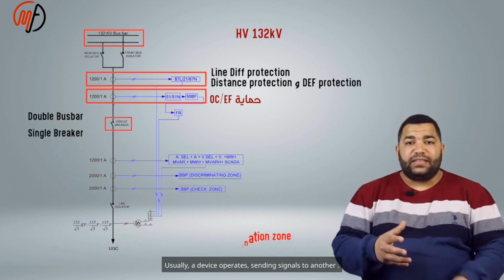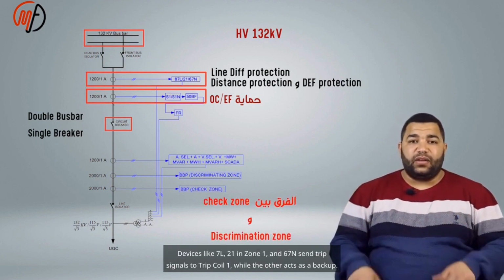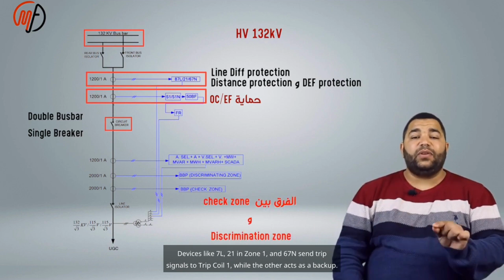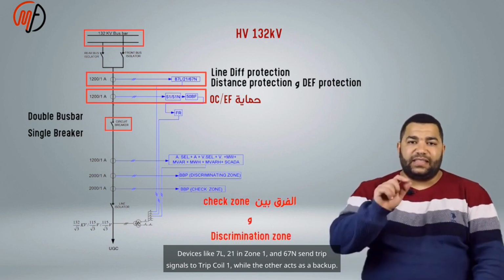Usually a device operates, sending signals to another. Devices like 7SL21 in zone 1 and 67N send trip signals to trip coil 1, while the other acts as a backup.